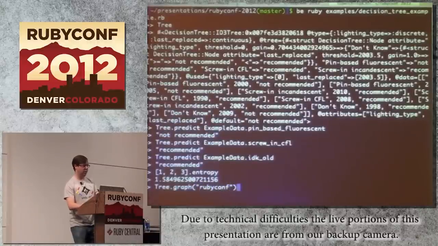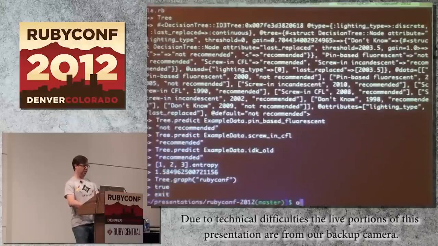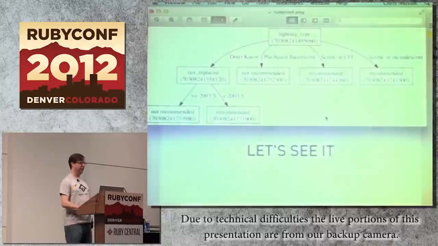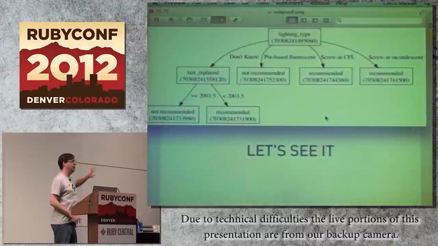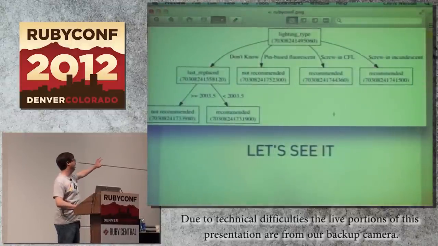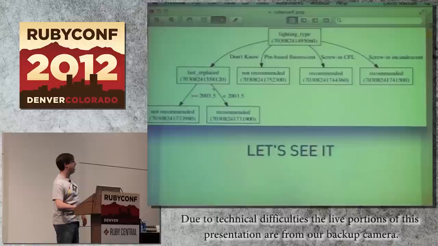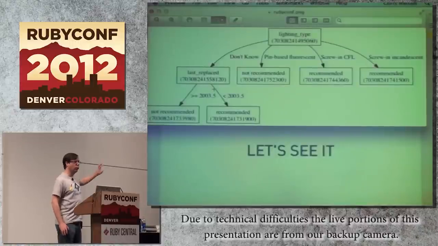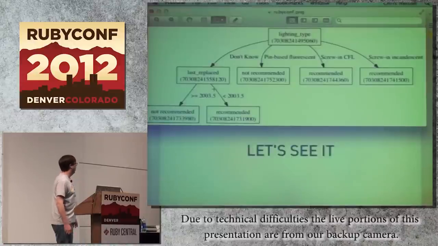So I dump that to RubyConf. It dumps out a PNG file for me. And among other things, that'll let me see exactly what it did as far as building that tree. So it split on lighting type, just the way it should. And then it figured out that based on the set of data that I have, the split point is 2003.5. So originally I had 10 years ago, so it's really close. And if I gave it more examples, it would get closer and eventually exactly get to 10 years ago. So pretty cool.